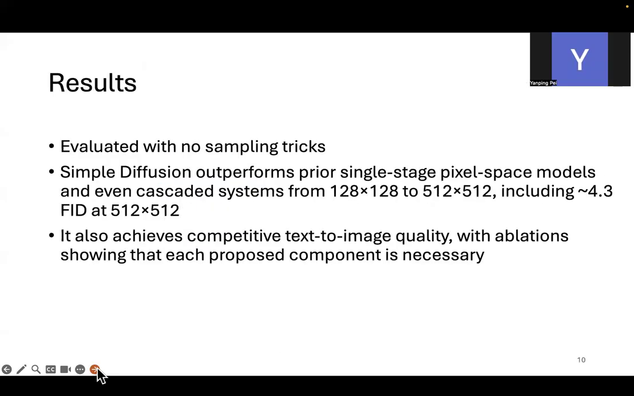And the results in the paper show that they evaluated with no sampling tricks for fair comparison. And simple diffusion outperforms prior single-stage pixel space models and even cascaded systems from 128 to 512, including approximately 4.3 FID at 512 times 512. It also achieves competitive text-to-image quality with ablations showing that each proposed component is necessary.